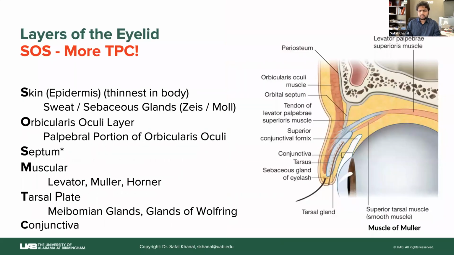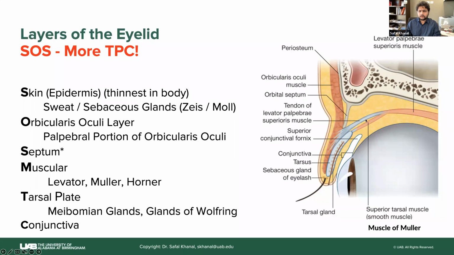What are the layers of the eyelid? Well, when you go from outside of the eyelid to inside, you can remember that by the mnemonic SOS, more TPC. The outermost layer is the skin here, which has the sweat and sebaceous glands, such as these and a mole. Next is the orbicularis oculi muscle. You have your palpebral portion here. The orbital portion is slightly up here. And then you have your septum, that is the anterior boundary of the orbit.